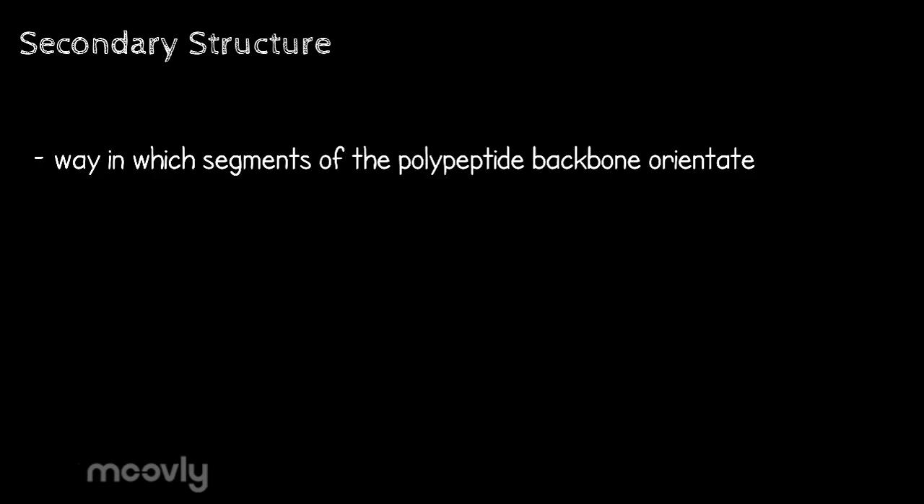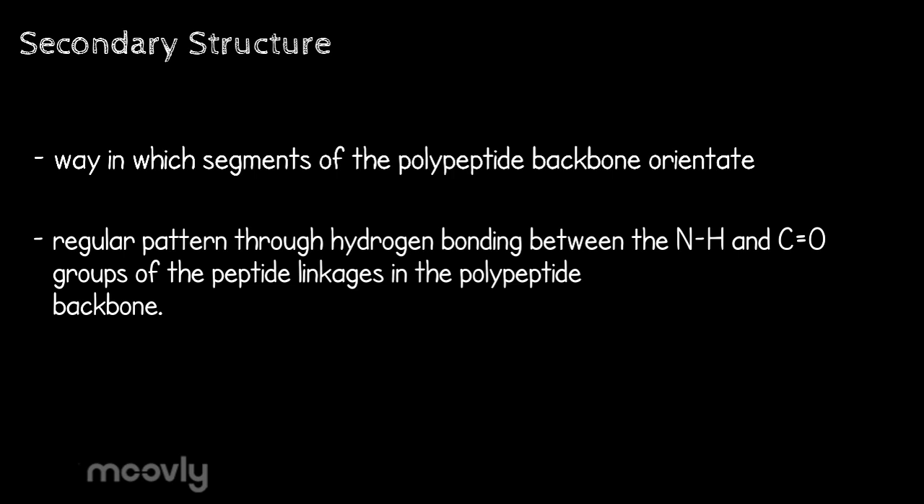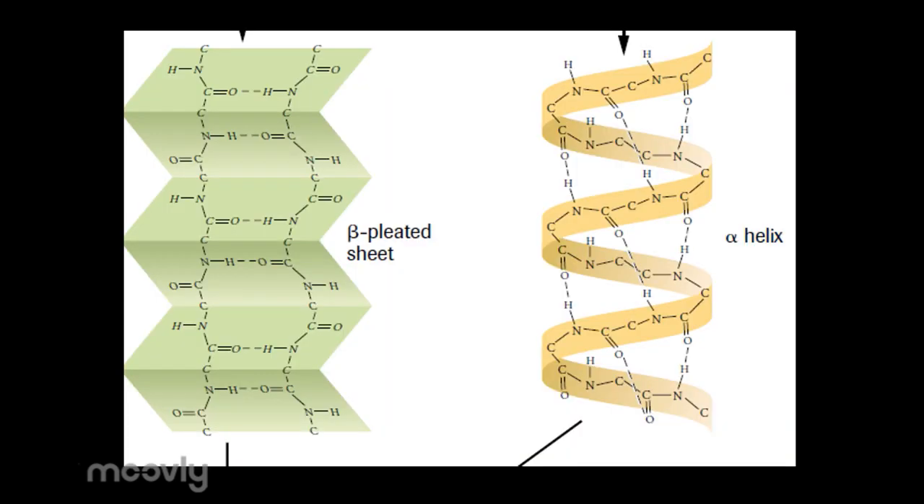This refers to the way in which segments of the polypeptide backbone orientate, forming a regular pattern through the bonding between the groups. And these have two patterns, alpha helixes and beta pleated sheets. So, what are alpha helixes?